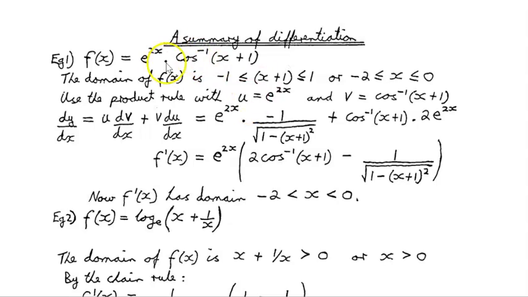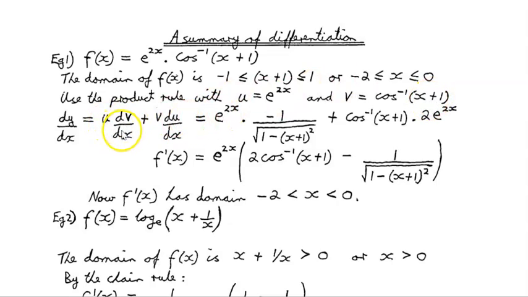So same thing here. The domain of f of x now becomes this thing between -1 and 1. Tidying that up, if we subtract 1 from both sides, we have x lies between -2 and 0. To differentiate this, we use the product rule: dy dx is u times dv dx plus v times du dx. We're going to choose u is e to the power of 2x and v is inverse cos of (x plus 1). So let's differentiate that.